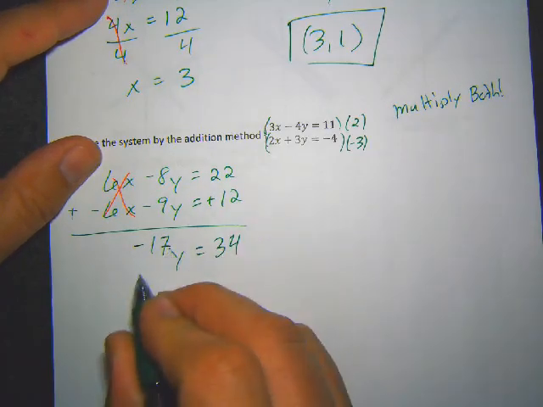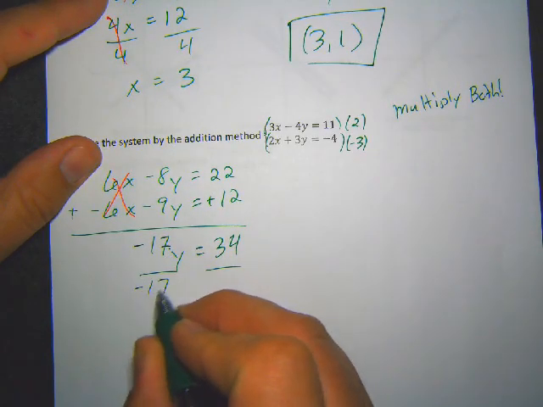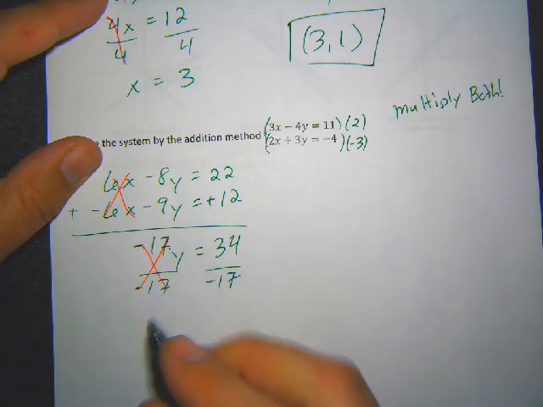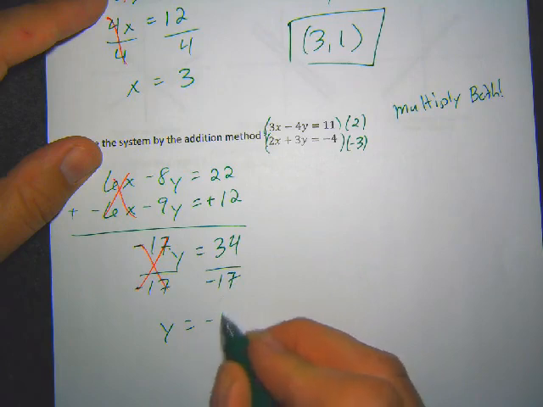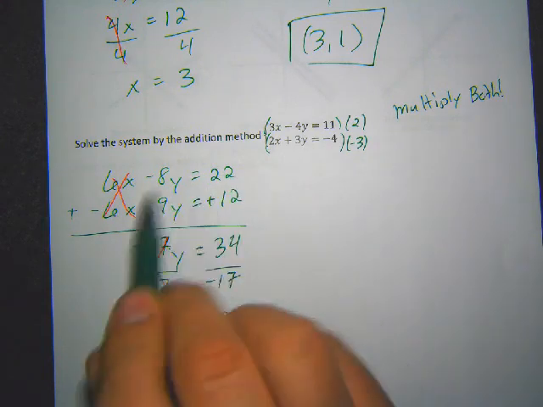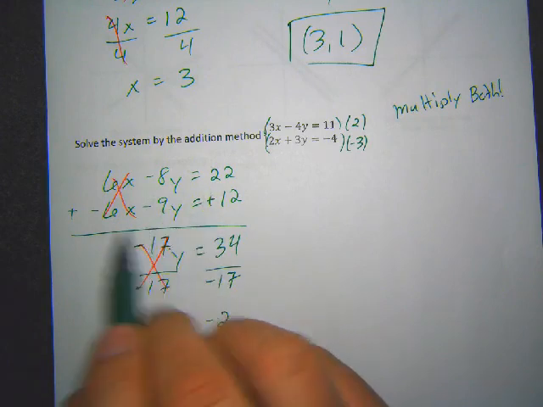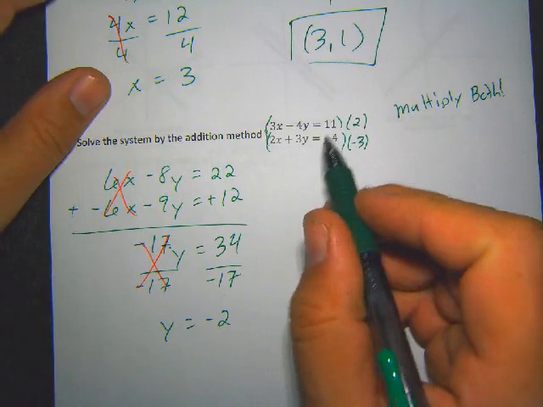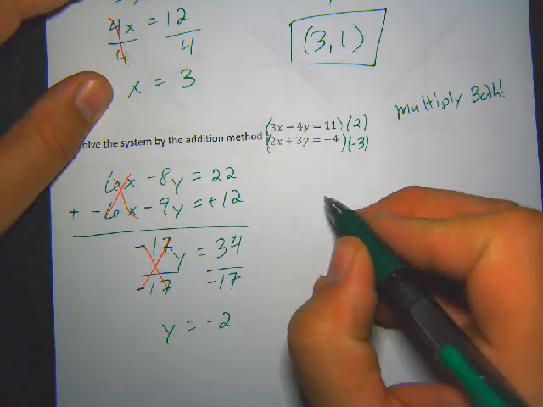Undo multiplication by dividing. You always divide to undo multiplication. Divide by -17 to cancel that. Get y equals, so this gives us -2. 34 divided by 17 is 2. Positive by negative is a negative. Once we have our -2, we can plug it back in. You can actually even plug it into these equations, they'll still work. It doesn't really matter which. I, again, usually pick one of these that I think is going to be easiest. So I'll go ahead and do the top one again.